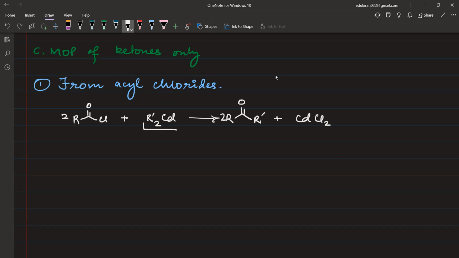Now, how to prepare this dialkyl cadmium? This dialkyl cadmium is prepared from a Grignard reagent. So let's suppose you have a Grignard reagent R dash MgX, and you react this with CdCl2, cadmium chloride. Now, in this case, what is going to happen? This R dash is again going to replace this chlorine. So you will get R dash whole twice Cd, plus MgXCl.